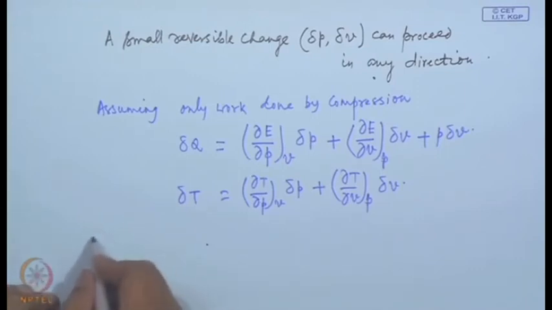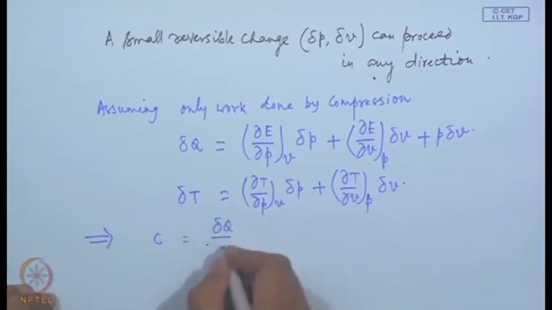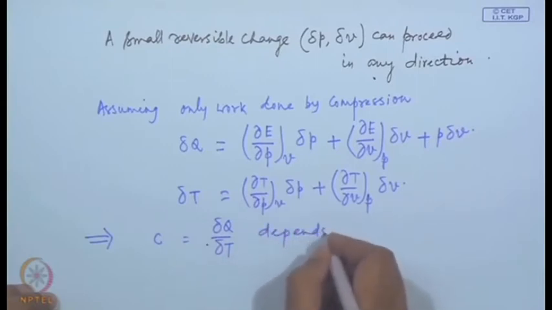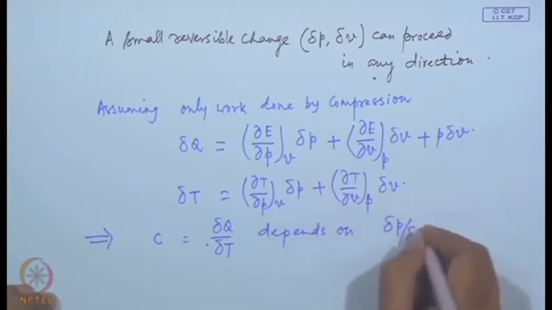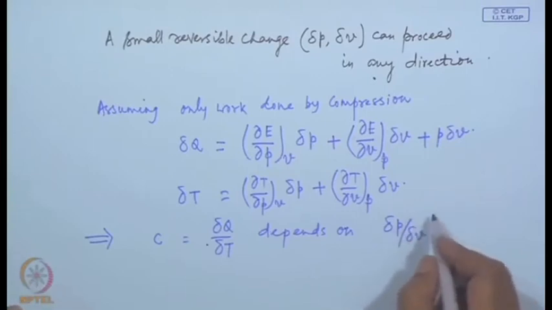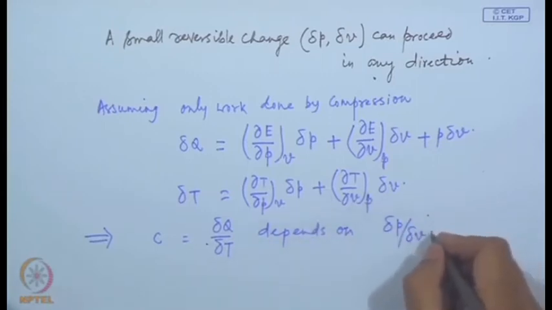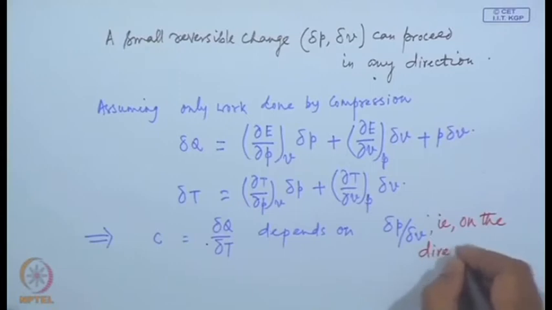So, this shows that C equal to delta q by delta T depends on delta P by delta V. That is, on the path, the direction of change.